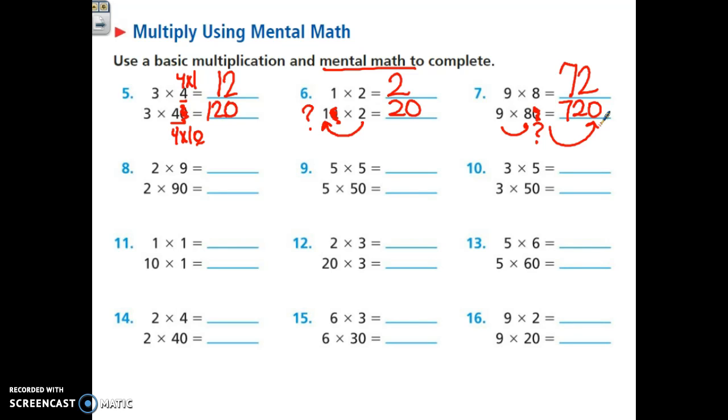Okay, I do have to speed this up because I only have 30 more seconds or so. 2 times 9 is 18, so 2 times 90 is 180. Okay, I'm going to go quick. 5 times 5 is 25, so 5 times 50, cover up the 0, how many? 250. 3 times 5 is 15, 3 times 50, 150. 1 times 1 is 1, 1 times 10 is 10. 2 times 3 is 6. So 20 times 3 is 60.